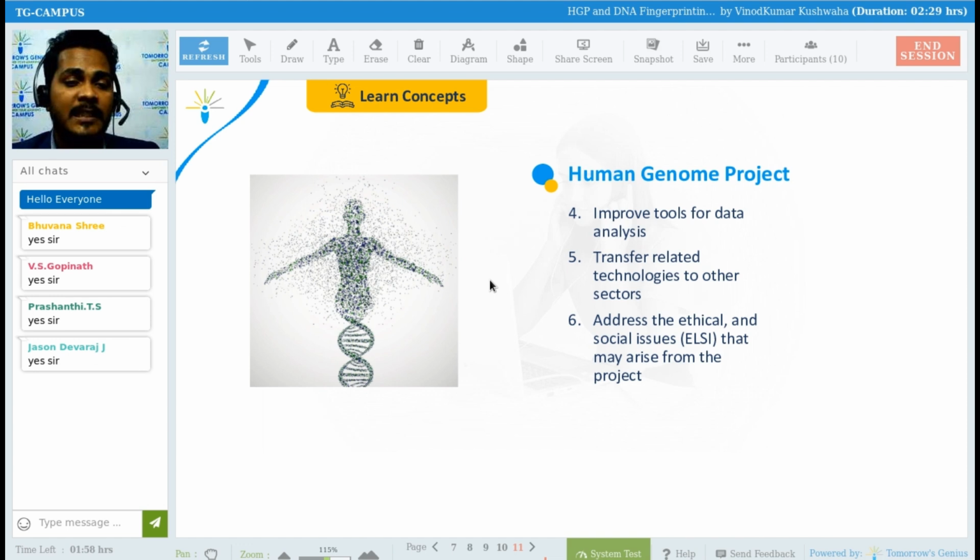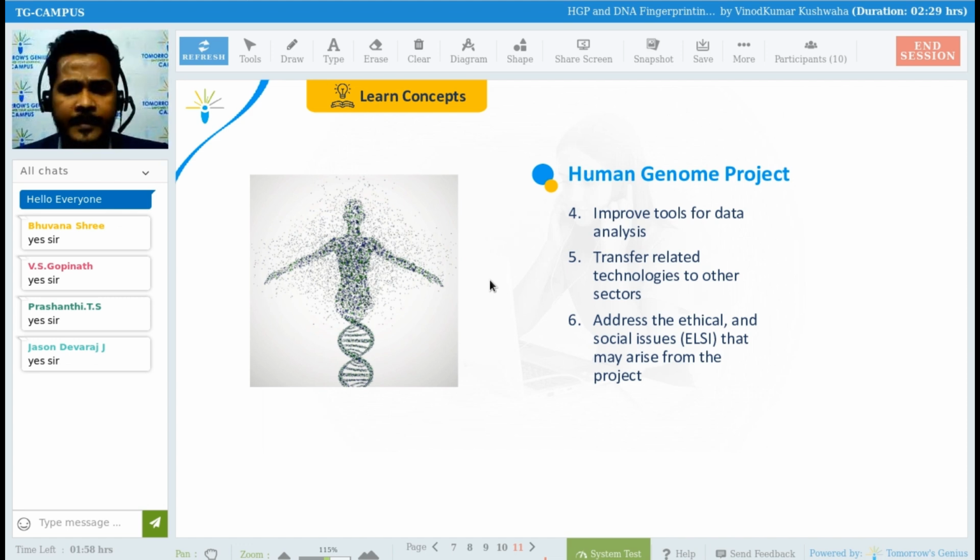Another one is to transfer related technology to other sectors. That means whatever technologies come from the Human Genome Project can be shared with other sectors to improve the human lifestyle. That was the main motto of this project.